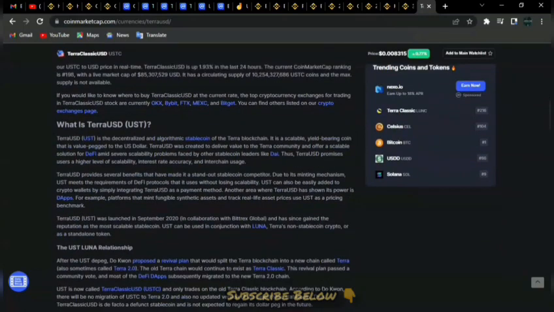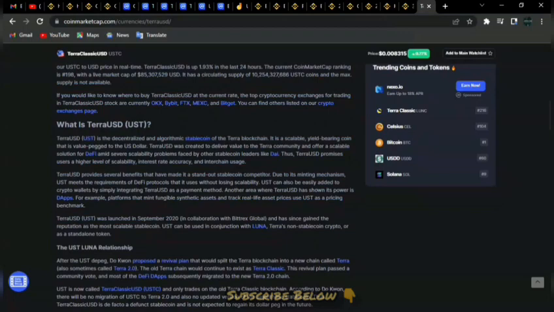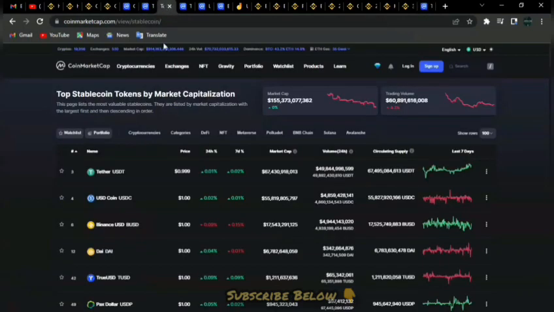So one key note you want to take out of here is the fact that Terra UST was launched in 2020. So you want to take a look at the projects that have been there before. Now some of the oldest stablecoins are USDT, and also we have USD, then also the BUSD.